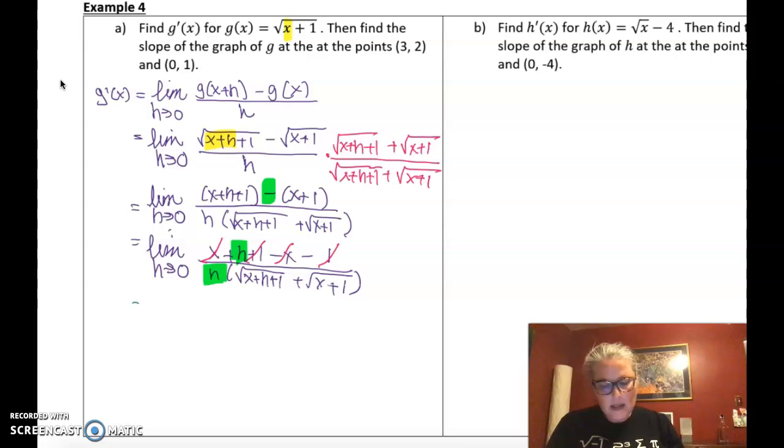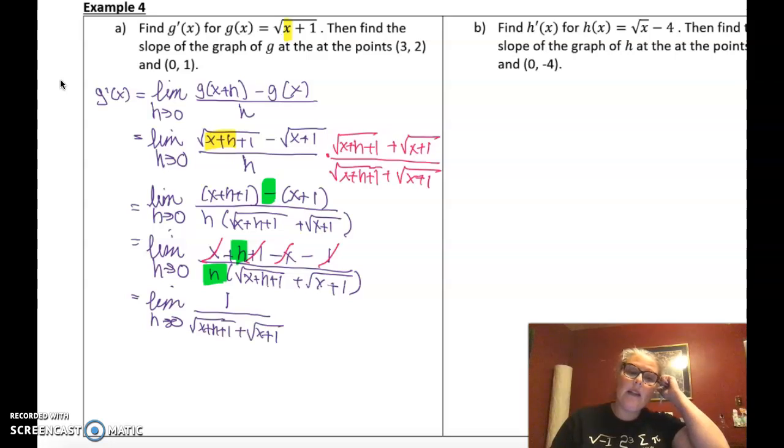We get the limit as h approaches 0, where the h's cancel out. So that leaves me just with a 1 in the numerator. And then we have the square root of x plus h plus 1 plus the square root of x plus 1. And now I'm going to apply the limit. So applying the limit only applies to the h.